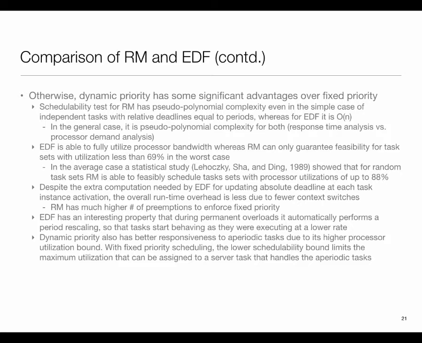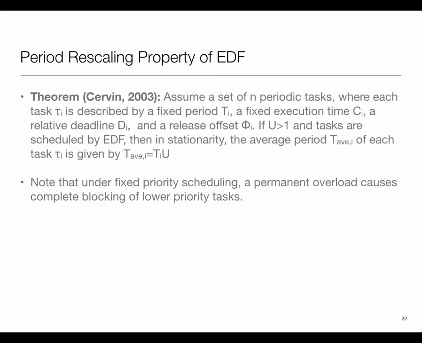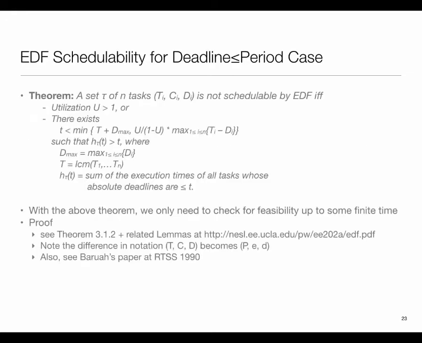So you could imagine in case of EDF, if a slowdown happens, then a signal can go out to all the tasks saying, look, there's a slowdown happening, and they can all gracefully go down. Whereas with fixed priority, the low priority tasks will basically be locked out for a while. This graceful slowdown is called the period rescaling property of EDF. Okay, so that was EDF.